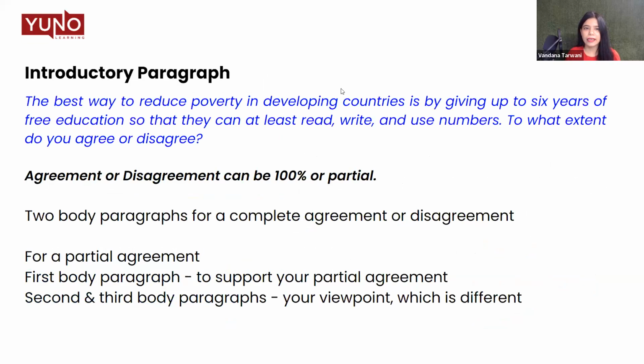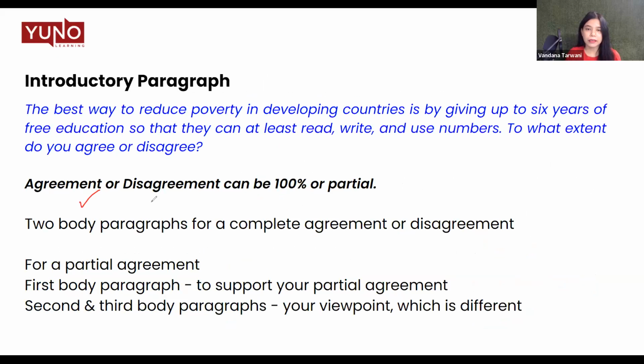Now, like I said, in this kind of essay, you can have either 100% agreement or 100% disagreement. How will you decide that? You will generate ideas. You will understand towards which opinion you have better ideas, and accordingly you will form your opinion. Now, if you have 100% agreement or 100% disagreement, then you need 2 body paragraphs. So this is how the basic structure is going to be.